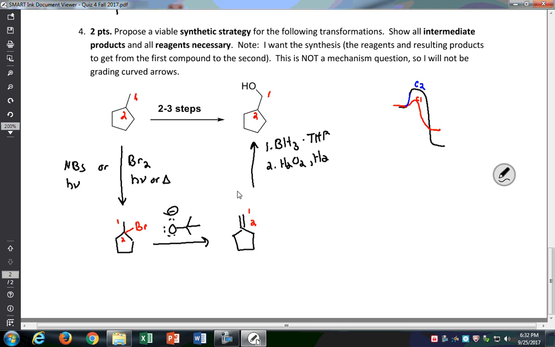So I see that the chapter 12 assignment helped a lot of you. Many of you saw that you had to get to this double bond. You just had a hard time getting there. So I'm glad you're seeing that.